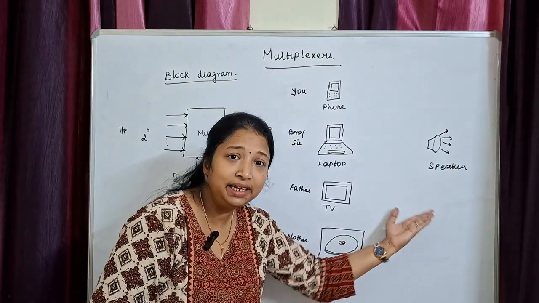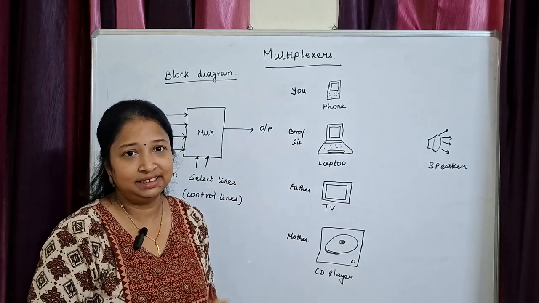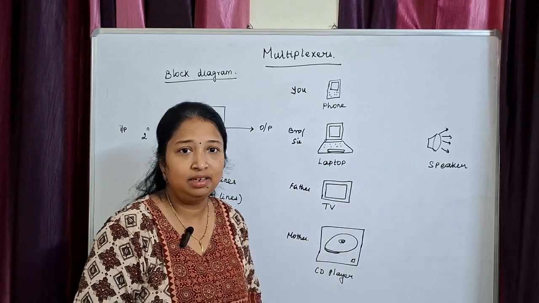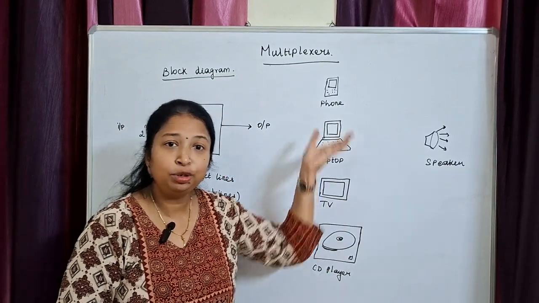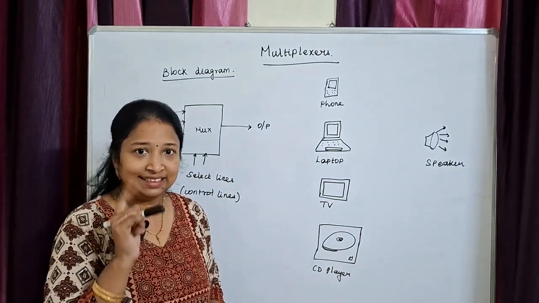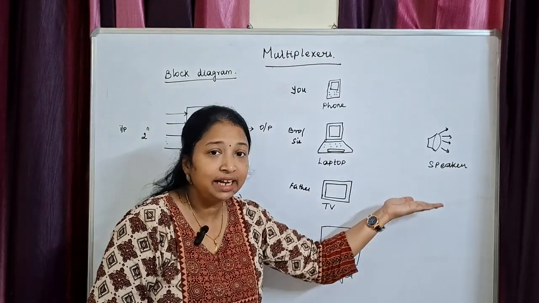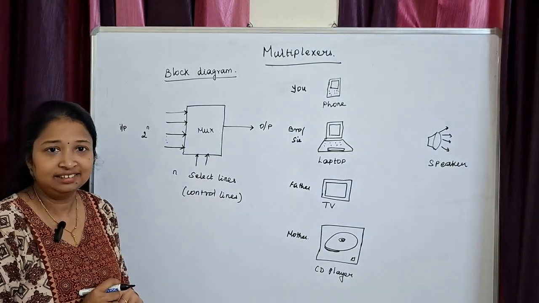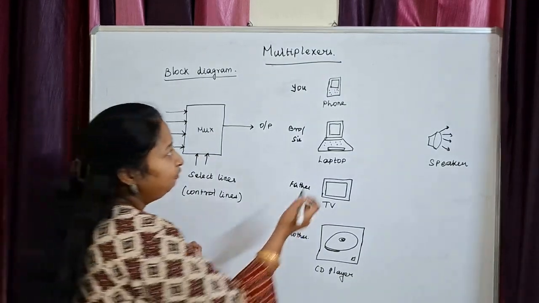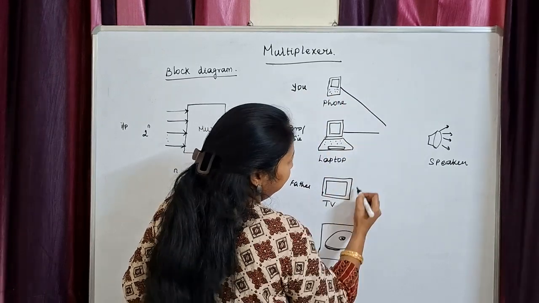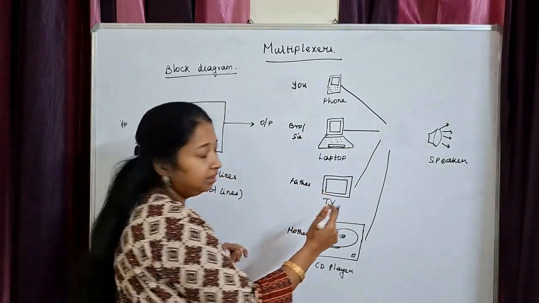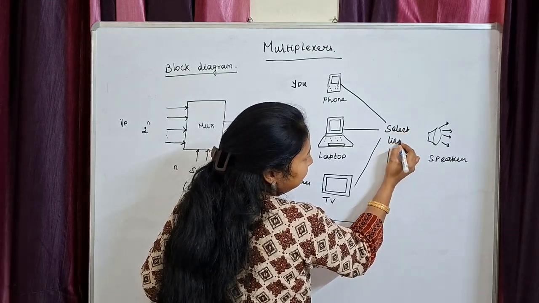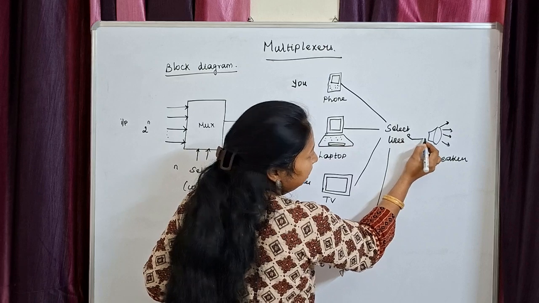Now, how will the speaker decide whose input has to be answered now? Because everyone is trying to connect to the same speaker at the same time. Now, the speaker will respond to whom? A question arises. How will a speaker decide whose input has to be answered first? That is based on the select line. Everybody is trying to connect, but the select lines decide whose input has to be connected to the output.